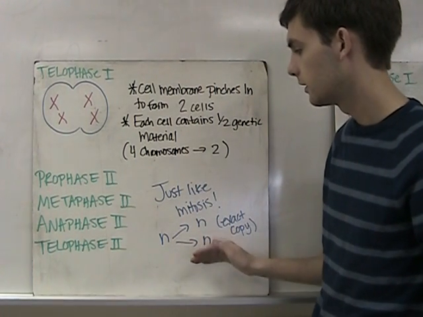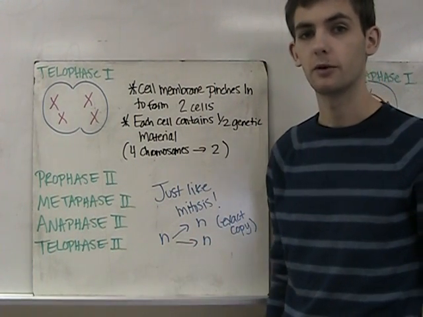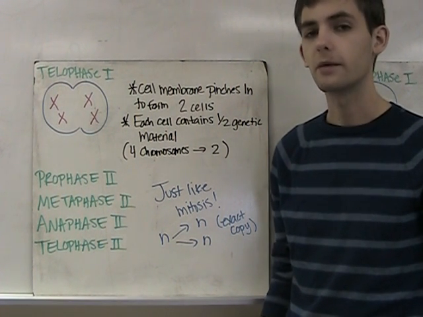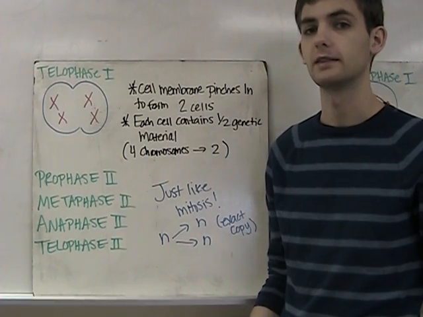Each of the cells produced at the end of meiosis are genetically different from the parent cell, unlike mitosis, when they were genetically identical.